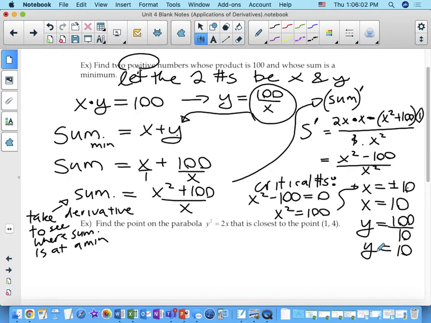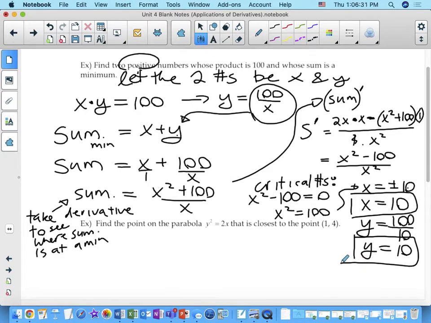Now, you also do have another critical number of 0 from the denominator. But if x equals 0, then you're not going to get anything that has a product of 100, right? So that is a critical point in the derivative, but it's not a max or a min point. Okay? Yeah, so our two numbers are 10 and 10.